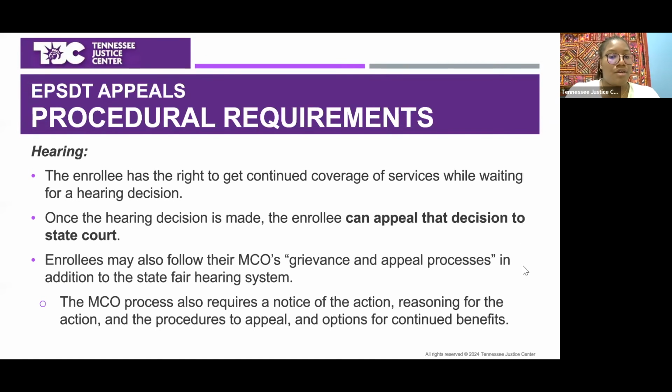So like I mentioned earlier, getting continued coverage of services while you're waiting for a hearing decision is essential for many families. That's something to be aware of. So if you appeal, for example, a termination, TennCare is not supposed to terminate those services until the hearing decision has been made, as long as you have that continuation of benefits. And then even when the hearing decision has been made, you can appeal that decision to a higher court.